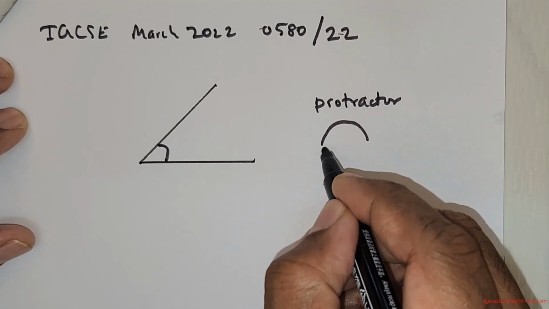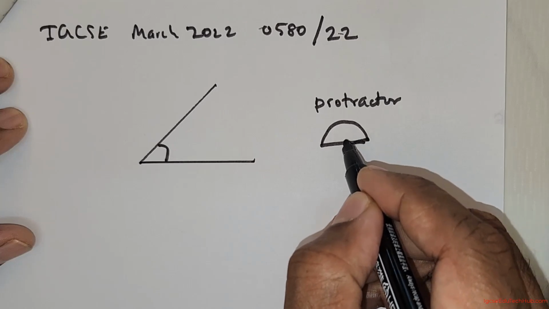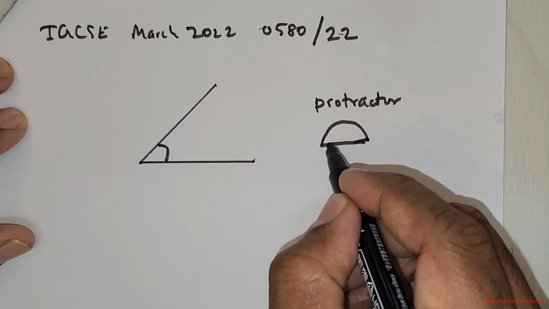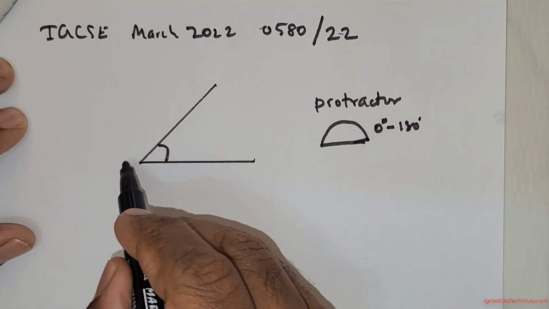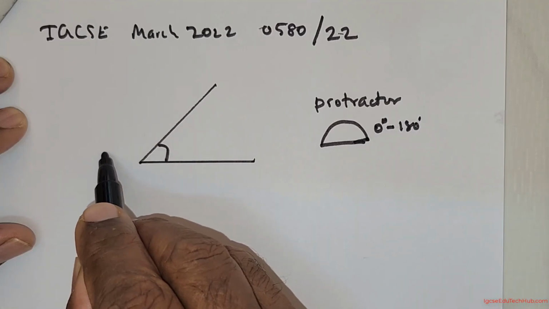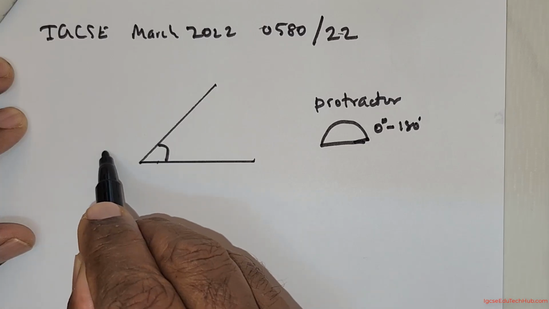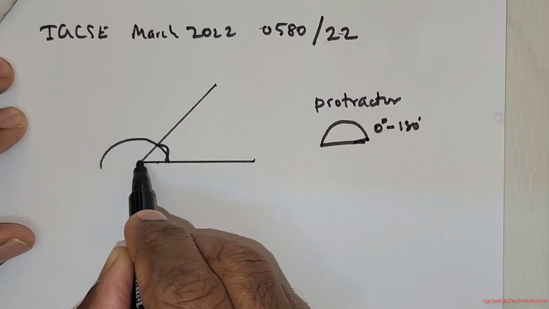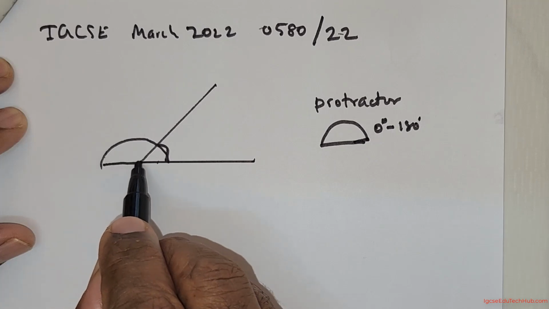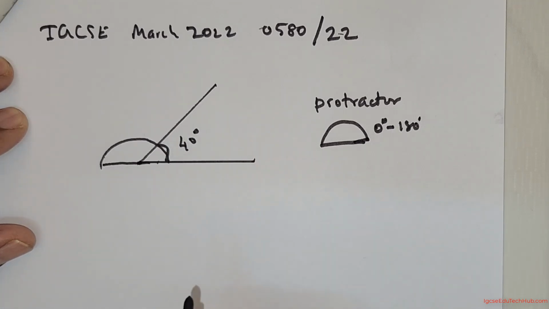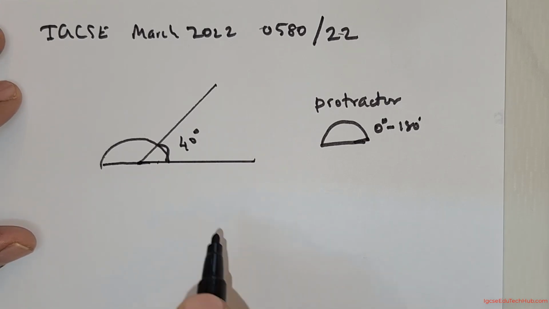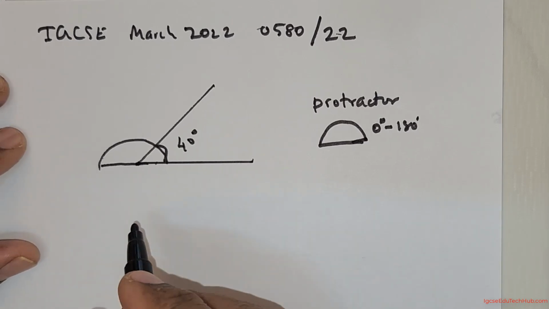This is a device in this fashion. It can either be in plastic or in metal. The measurement runs from 0 to 180 degrees. If you use this right over here, with the center exactly meeting the center of the protractor, you will get this angle to be 40 degrees. So that is the solution for question number 1.